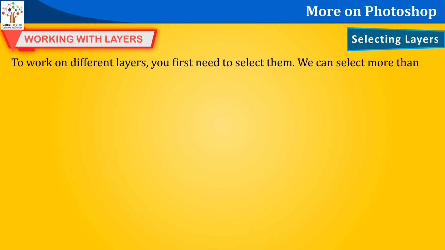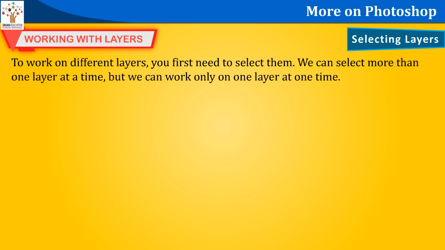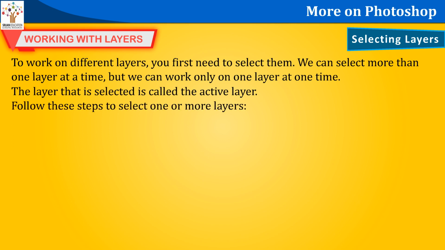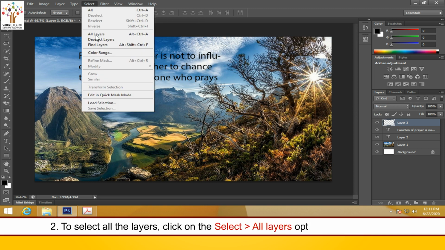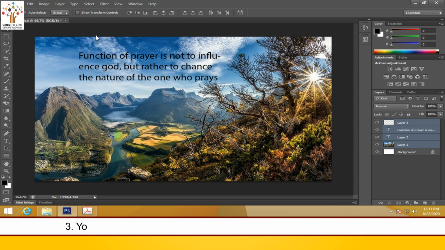Selecting layers. To work on different layers, you first need to select them. We can select more than one layer at a time, but we can work only on one layer at one time. The layer that is selected is called the active layer. Follow these steps to select one or more layers. To select a single layer, just click on that layer. To select all the layers, click on the Select All Layers option from the menu. You can also select multiple adjacent layers by clicking different layers while keeping the Shift key pressed on the keyboard.